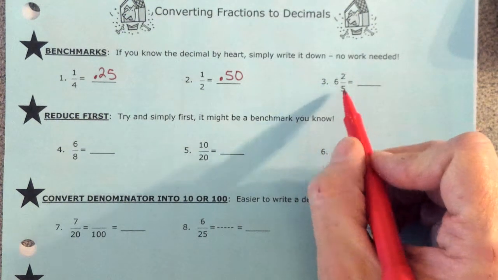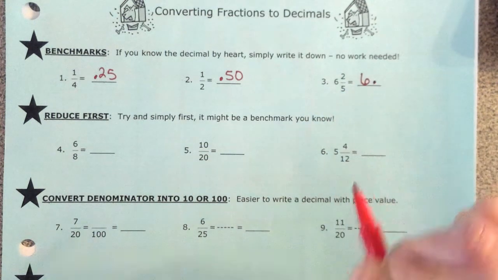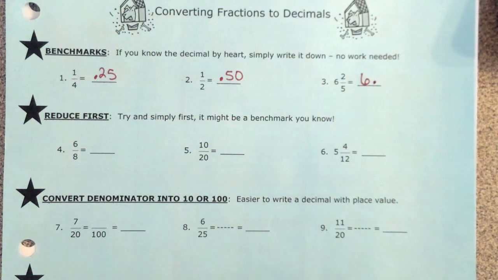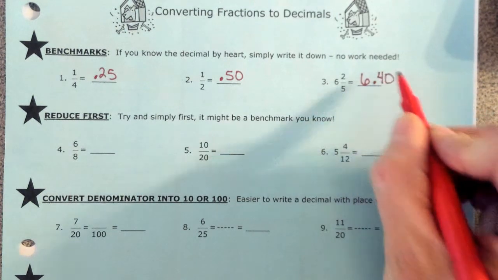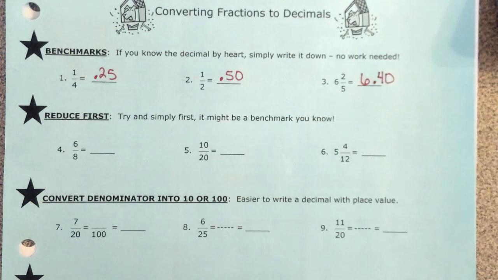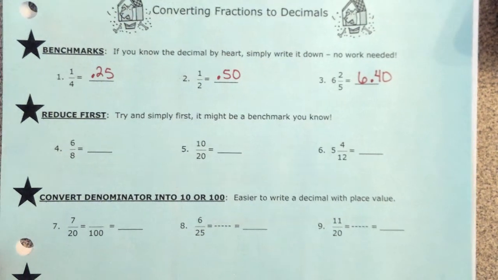And then 6 2/5, well, 6 is 1 whole. And then the 2/5 on your hand, each finger is worth 20, 40, 60, 80, 100. So 2 out of 5, 20, 40 would be 0.4 or 0.40. 2/5 is 0.40. So 6 2/5 is 6.40. Now those are the benchmarks, or some of them. If you learn those, you can answer these kinds of questions really quickly.